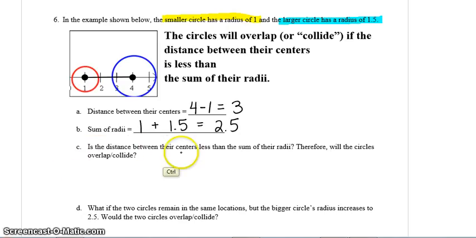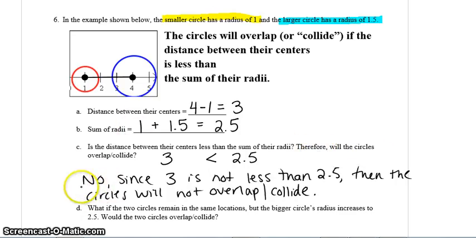So letter C, is the distance between their centers, which was 3, less than the sum of their radii, which was 2.5? So is 3 less than 2.5? No, of course not. So the question is, will the circles overlap or collide? My explanation would be no, since 3 is not less than 2.5, then the circles will not overlap or collide, meaning the computer would not detect a collision between these two circles.